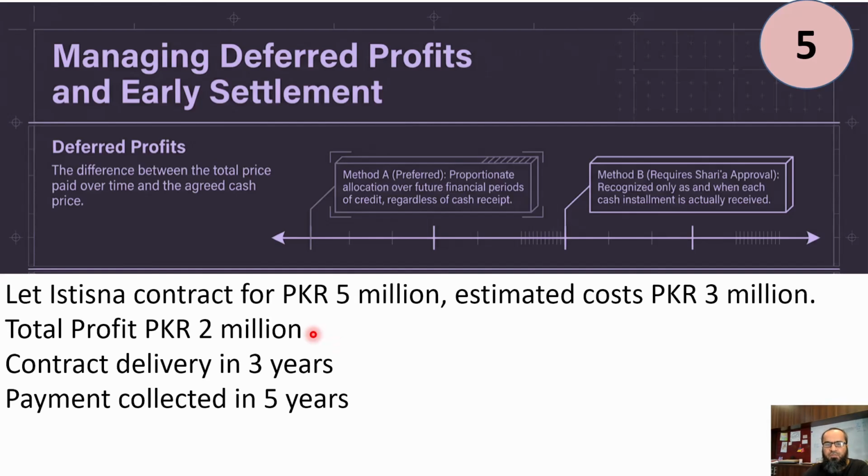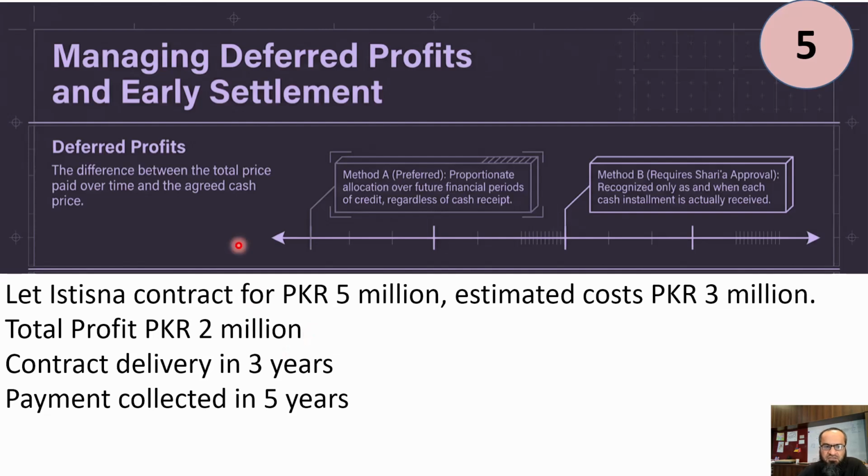In that particular case, the standard stipulates the treatment of the difference between the total price paid over time and the agreed cash price. So first of all, if the delivery period of the al-masnu, the project which has to be manufactured, is different from the payment period, then we have to come up with what should have been the cash price of the contract and what is the actual price of the contract.